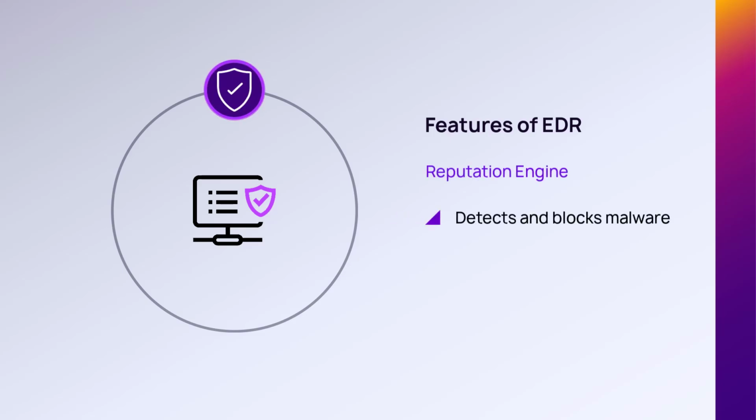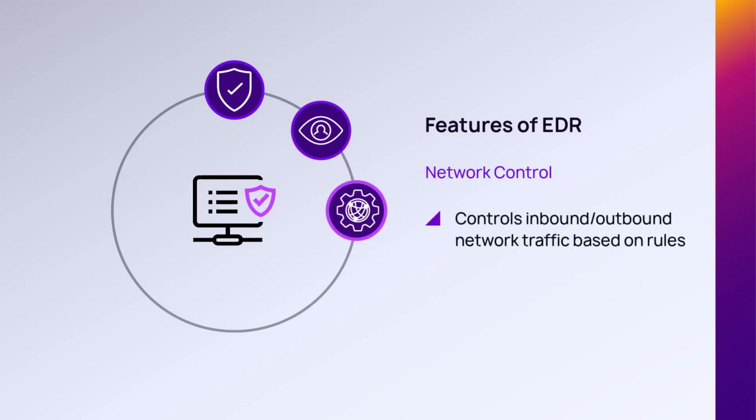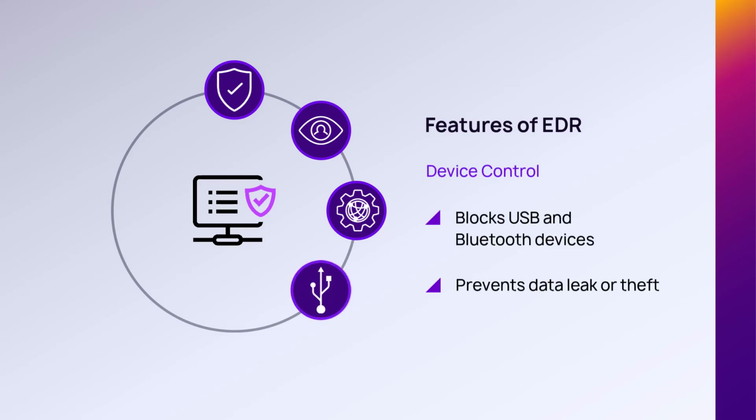The reputation engine detects and blocks malware once it has been classified based on its reputation. The behavioral AI engines detect malicious activities in real time and monitor every process, service, and file activity on the endpoint. This does not depend on cloud connectivity to detect a threat. Network control controls inbound and outbound network traffic based on rules. Configure device controls to block USB and Bluetooth devices to prevent accidental data leaks or intentional data theft.